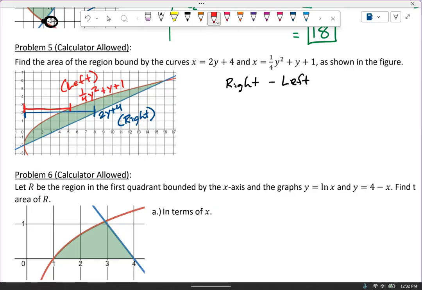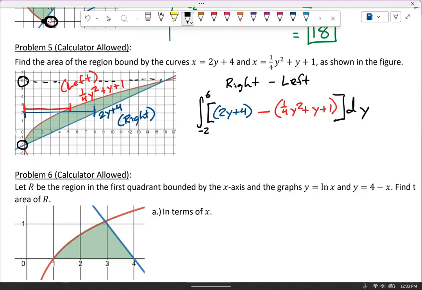So, our integral, what is going to be the bounds of our integral? Where do we do our integral from? We're getting that from the y-axis, correct? Again, we are in terms of y, so we should be pulling our bounds from the y-axis, -2 to 6. And then our right, so that's going to be 2y plus 4 minus parentheses 1/4 y squared plus y plus 1 dy. Please make sure that you are typing it in like we wrote it.